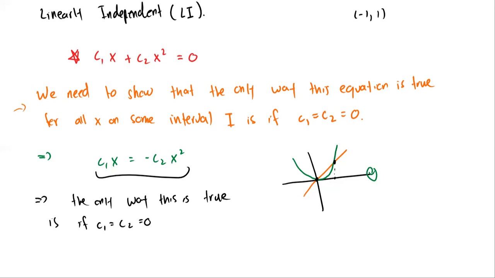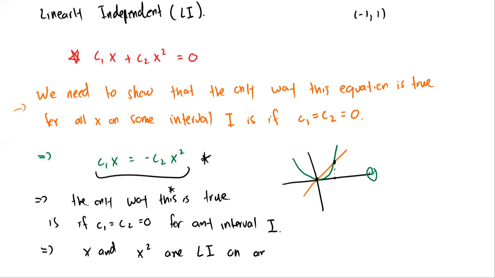Right? The only way this equation is true. And this works for all x for any interval. Right? Doesn't matter what interval you choose. The only way this equation, this asterisk symbol, is true is if both the coefficients are 0. So this works for any interval I. So by definition, these functions are linearly independent on any interval. Doesn't matter which interval you choose.